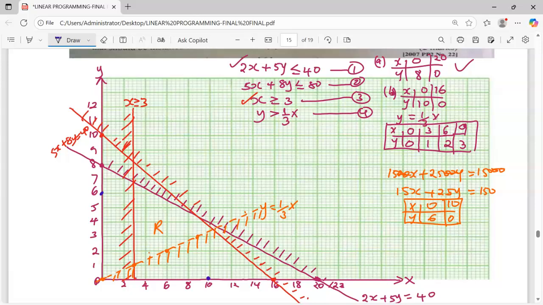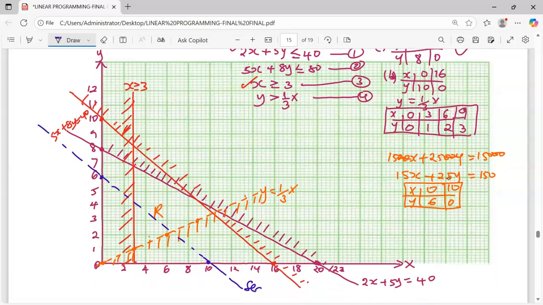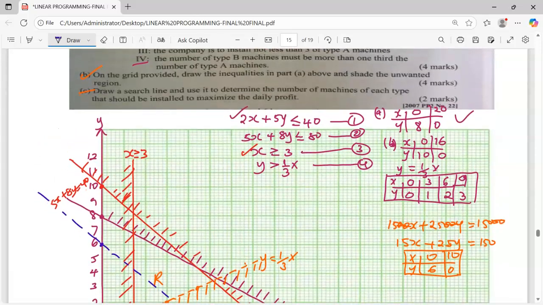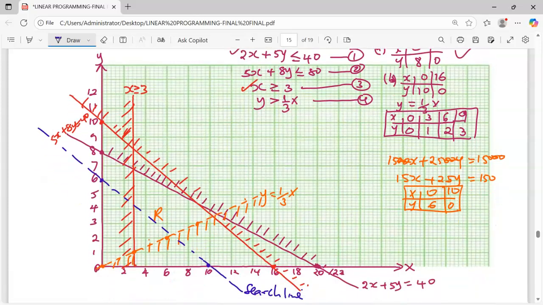So we are going to draw this search line here and then use it to determine the number of machines of each type. So this is our search line. Then from the search line, we are going to determine the number of machines of each type.